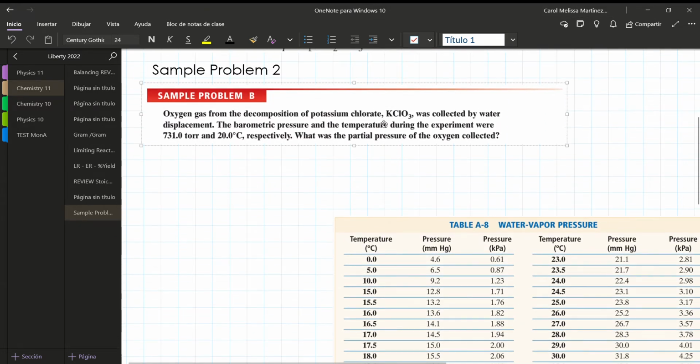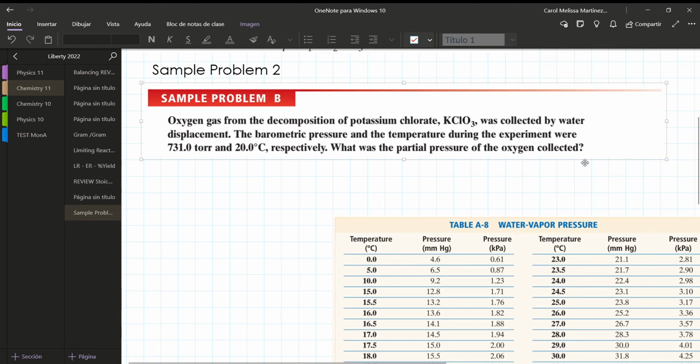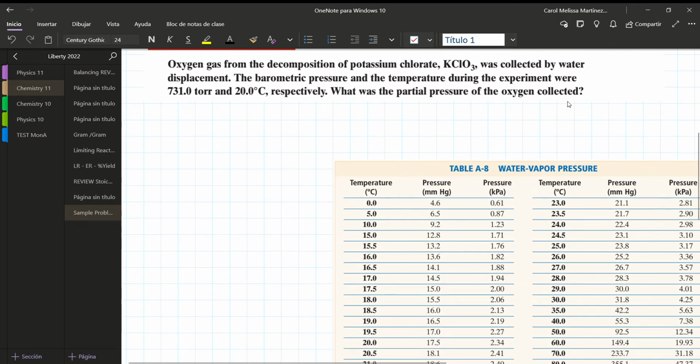It says oxygen gas from the decomposition of potassium chlorate was collected by water displacement. The barometric pressure and the temperature during this experiment were 731 torr and 20 degrees Celsius, respectively. What was the partial pressure of the oxygen collected?